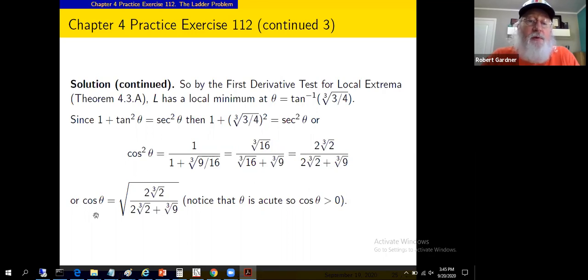Take a square root, take a positive square root. You know this cosine is greater than 0 because we're dealing with an acute angle. Don't take the negative square root, but we've got reasons for that. And we get the cosine of theta is this icky quantity here. Hey, if you've got the cosine, I bet you can find the sine. And we can invert this and get a secant, depending on how we want to approach it.